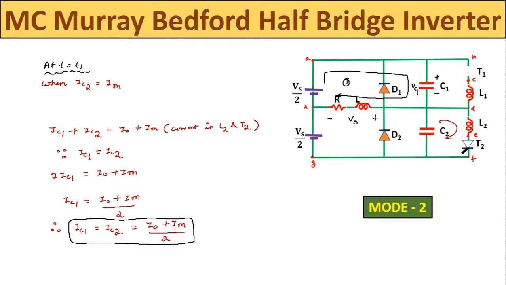Now we know that IC1 is equal to IC2 as we have derived in the previous slide. So when we put IC1 is equal to IC2 in this equation, we will get 2 IC1 is equal to I0 plus Im. So from here we will get IC1 is equal to I0 plus Im divided by 2. That means IC1 is equal to IC2 is equal to I0 plus Im by 2. This is the value for the capacitor 2 and capacitor 1 current at time t is equal to t1.